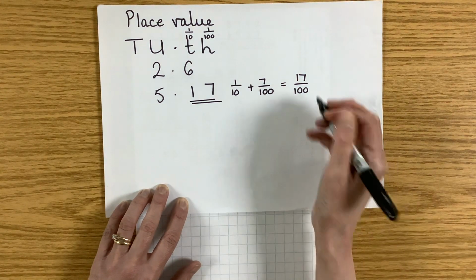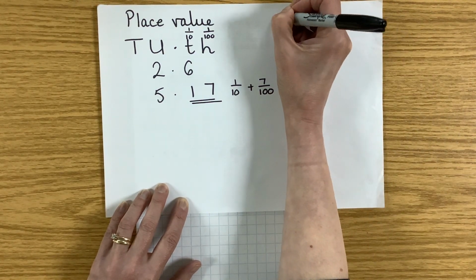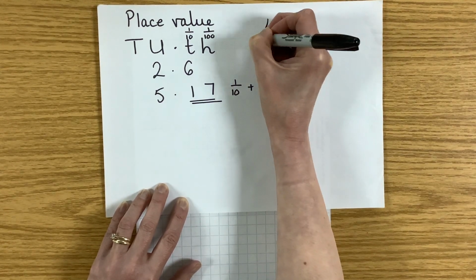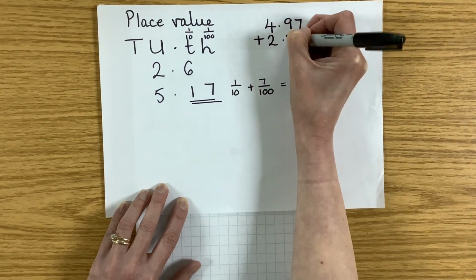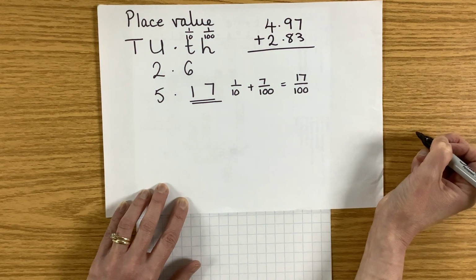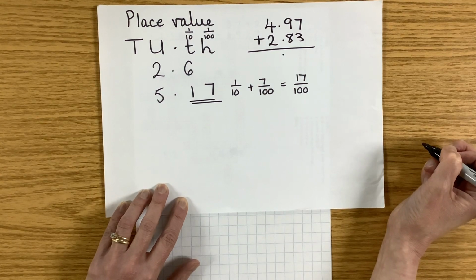And what we were doing yesterday then was we were practicing doing some adding. So we would have had questions like 4.97 add 2.83. And we would have added those together. Can you remember what the first thing was that we should do before we do any of our working out? Yep, make sure you've got your decimal point into your answer line.